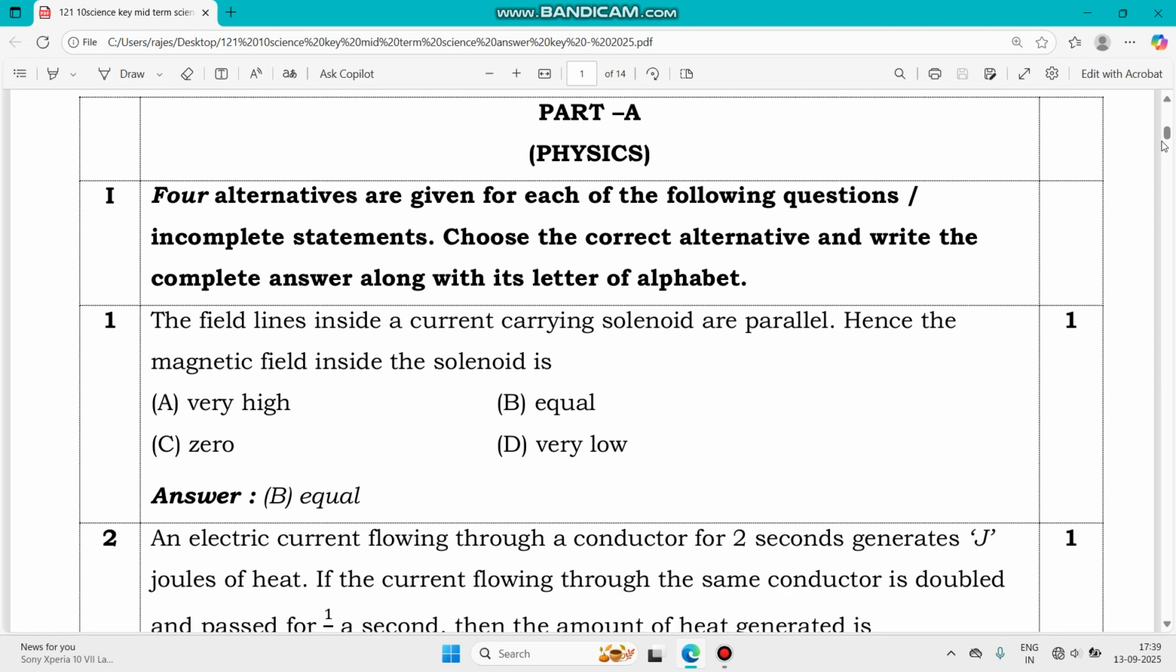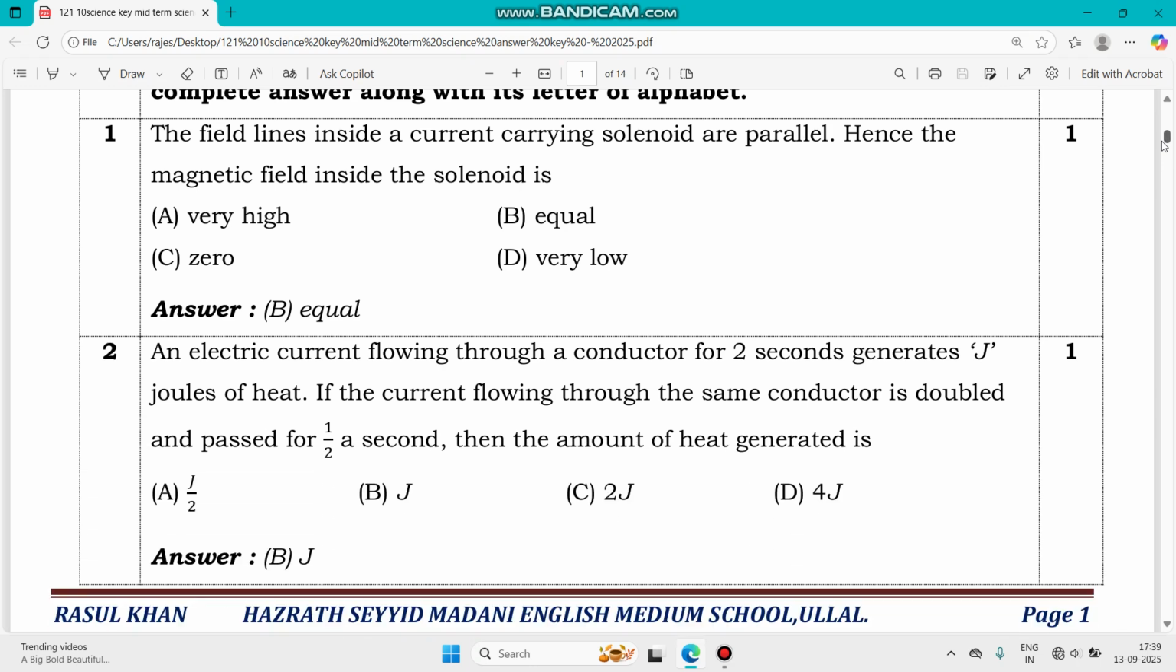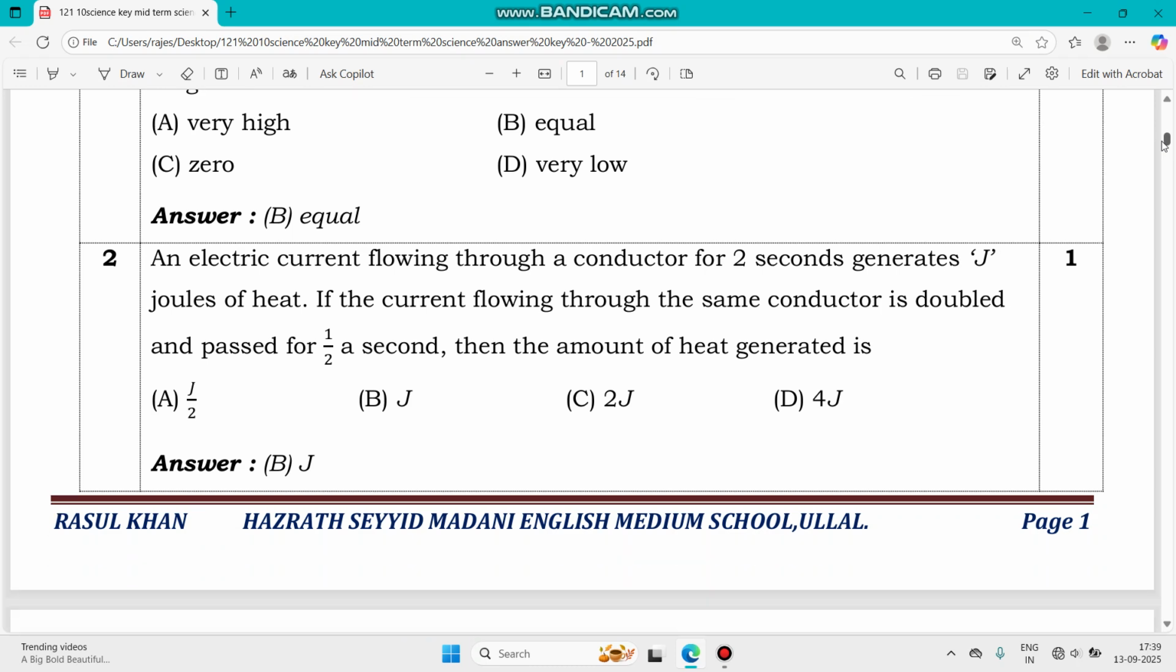The field lines inside the current carrying solenoid are parallel, hence the magnetic field inside the solenoid is... So the option here is B, equal. So you are seeing the second option. An electric current flowing through a conductor for 2 seconds generates J joules of heat. If the current flowing through the same conductor is doubled and passed for half a second, then the amount of heat generated is, that is B, 1J.